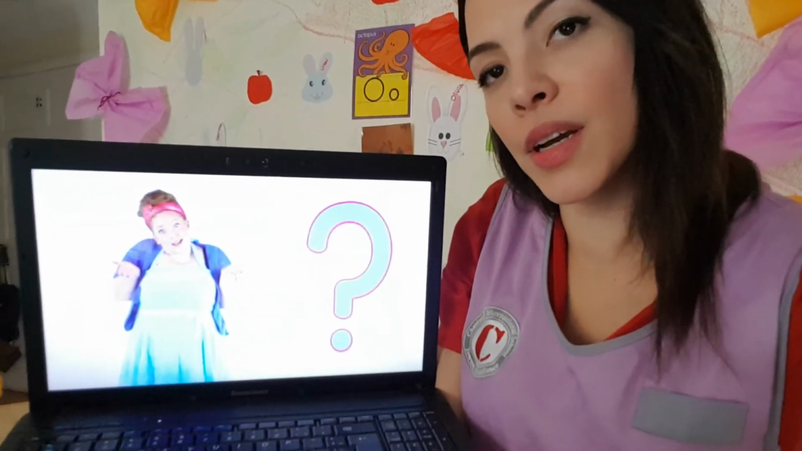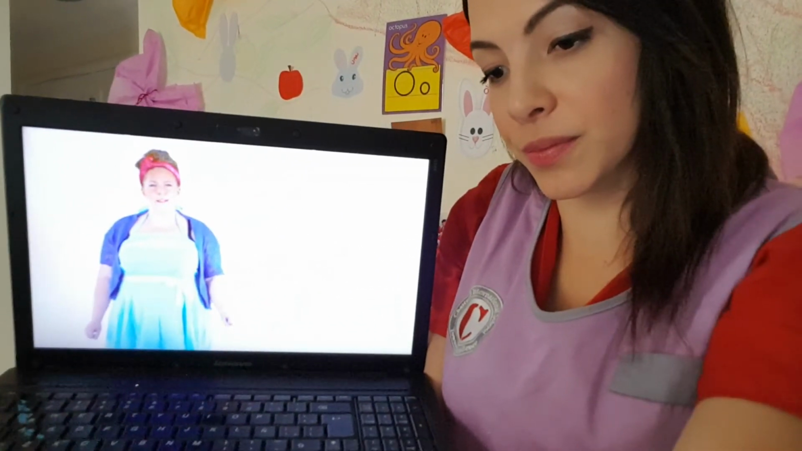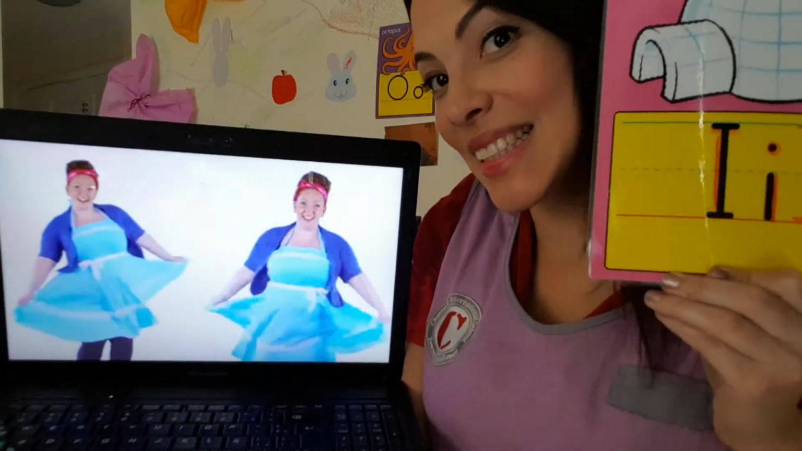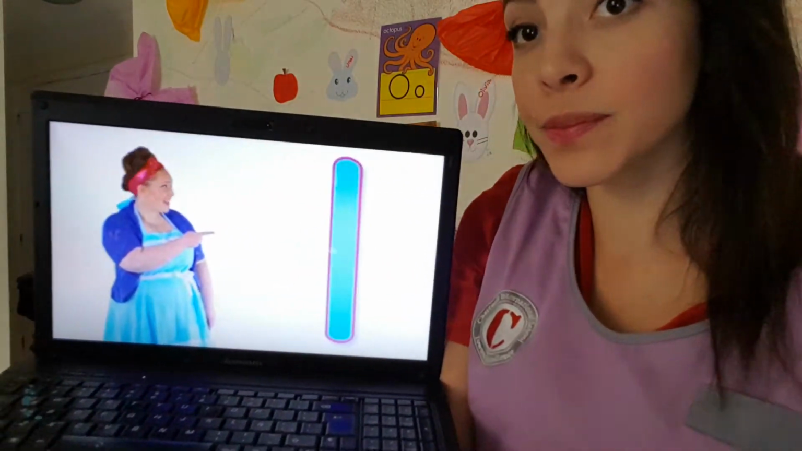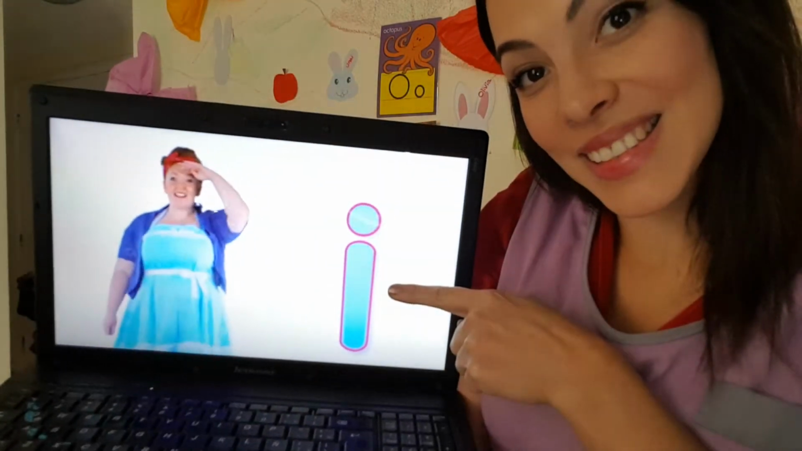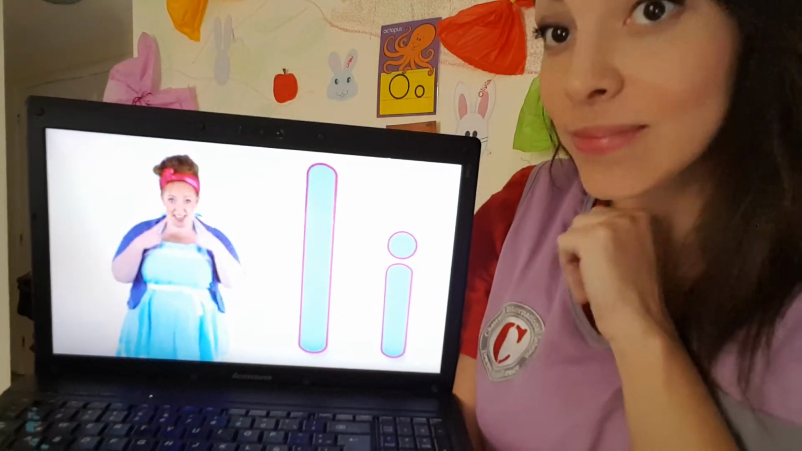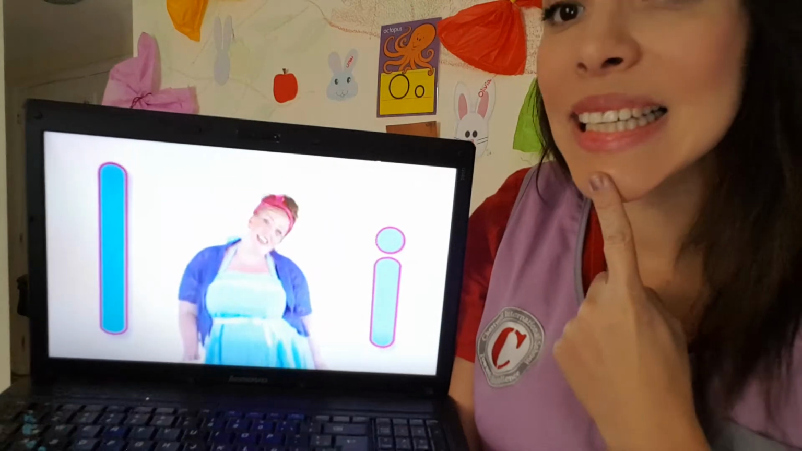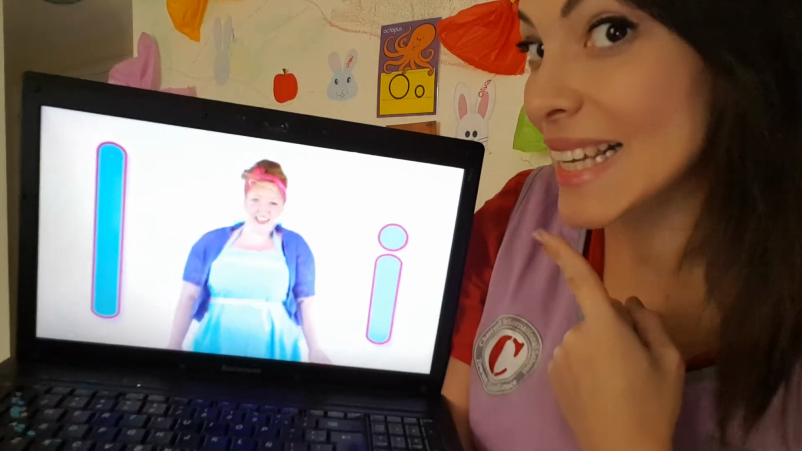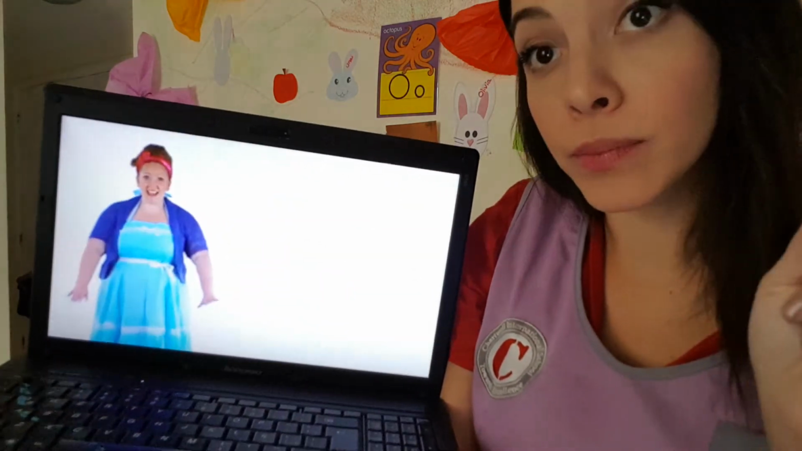Listen! And dance! This is a capital I. This is a lowercase I. You know how the I looks now. Let's make the letter I sound. Everybody! Yes! You did great! Keep going!